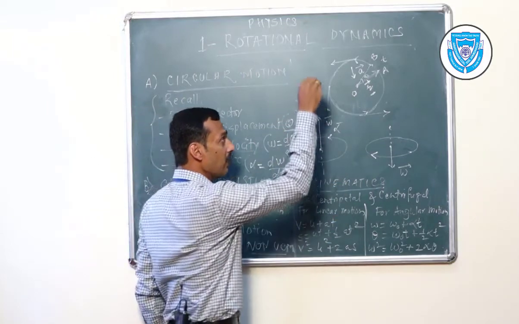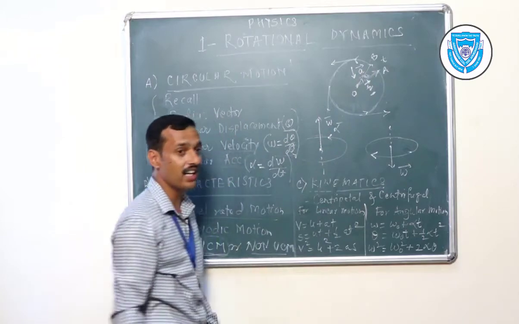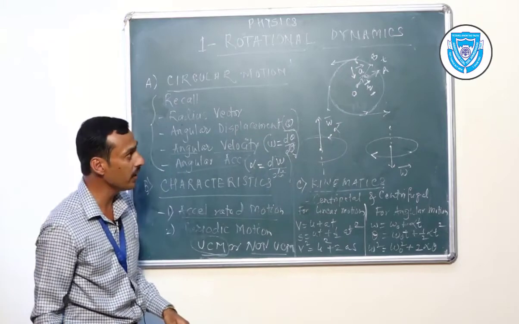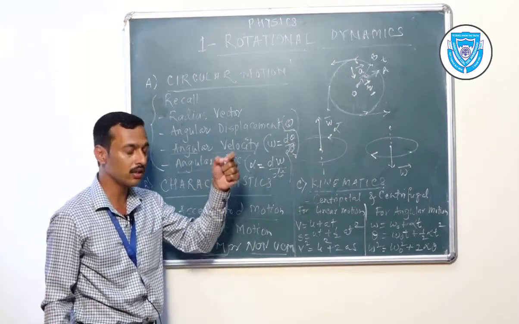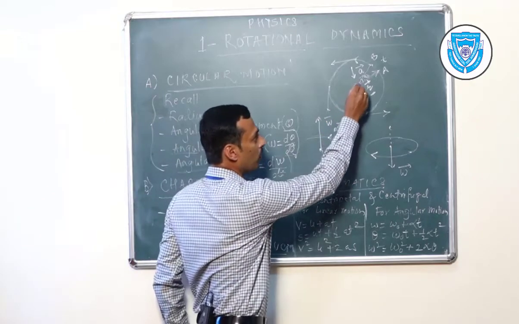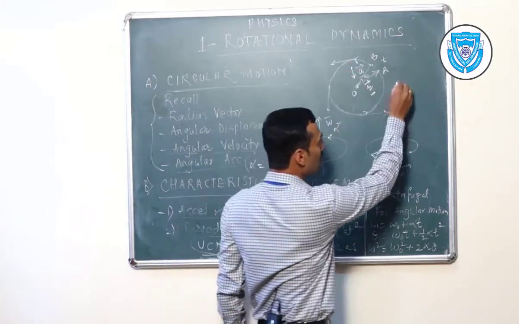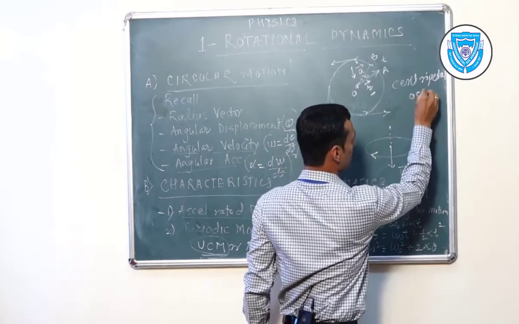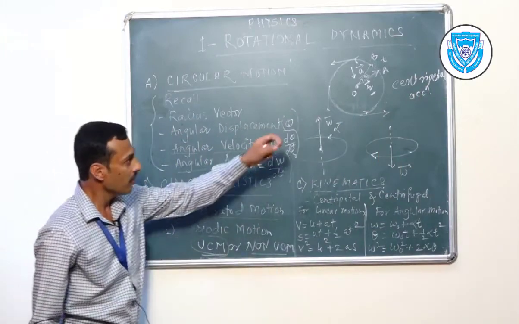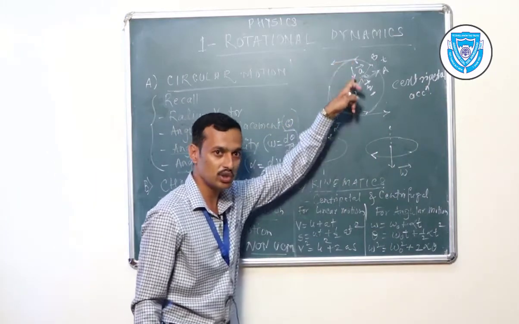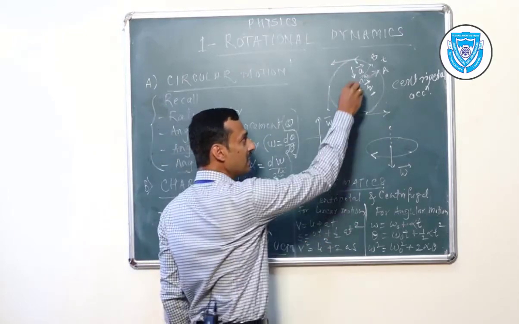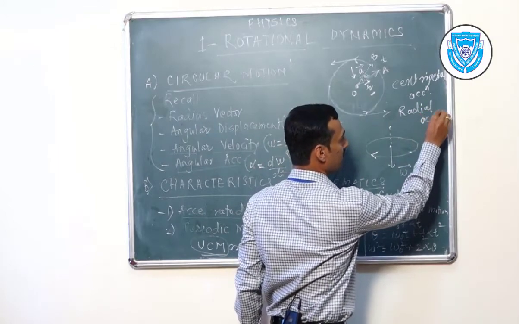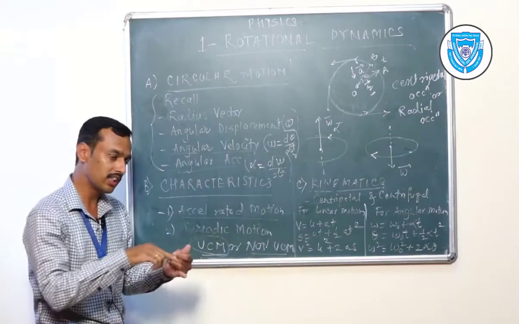Outward direction. If I say the acceleration, that is linear acceleration, the direction of this linear acceleration is inward, or we can say it is towards the center of the circle. So this acceleration is called centripetal acceleration. The direction of this acceleration is towards the center, so centripetal. It is along the radius, so it is also called radial acceleration. Why is it radial? Because it is along the radius.